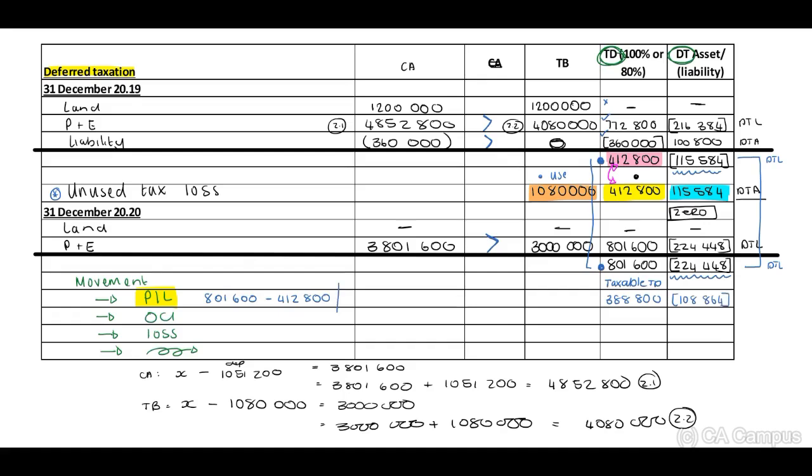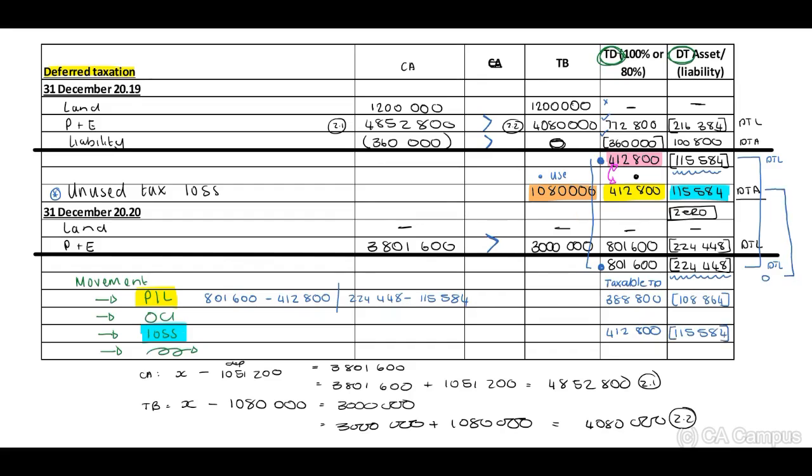Now let's just indicate our calculation here. 224,448 minus the 115,584. Okay, and when we look at our OCI, nothing. When we look at our loss, we are able to identify, guys, that there is a movement in our loss of 412,800, and the amount is (115,584). Include our bracket. Why? Because it moved from a deferred tax asset to 0.